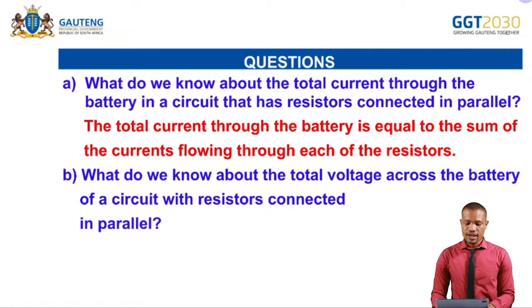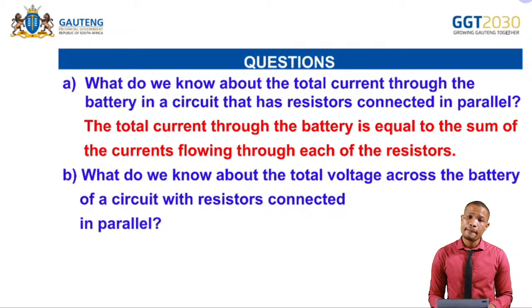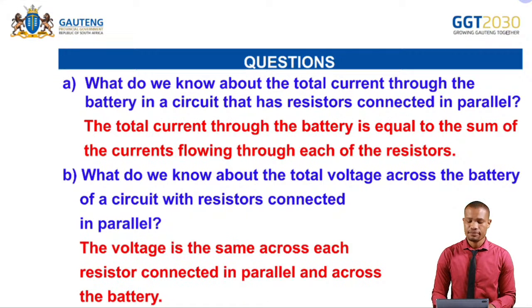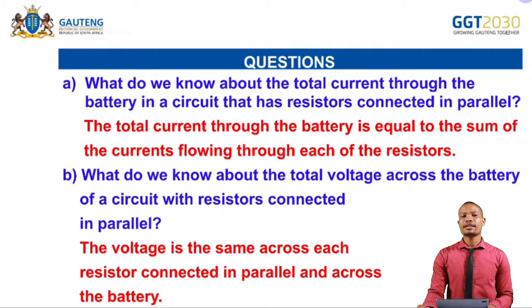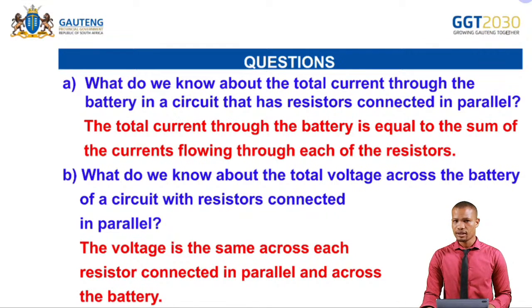Question 2, I hope you were able to get that one correct. The second question says, what do we know about the total voltage across the battery of a circuit that has resistors connected in parallel? Anyone? Yes. We know that that voltage remains the same across each of the resistors that are connected in parallel. So it is the same as the voltage across the battery, and it's the same amongst each of those parallel resistors. Okay, so now let's take a break so that we can do our practical demonstration.